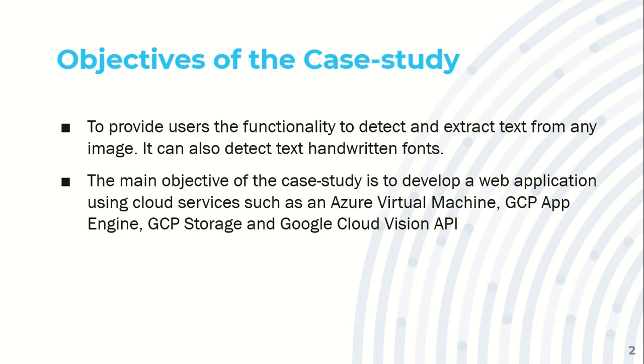The objective of the case study is to provide users the functionality to detect and extract text from any image. It can also detect text in handwritten fonts. The main objective of the case study is to develop a web application using cloud services such as Azure Virtual Machine, GCP App Engine, GCP Storage and Google Cloud Vision API.